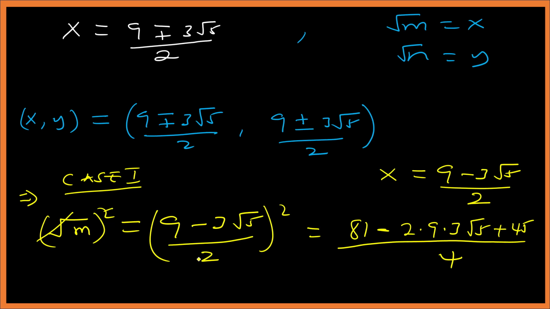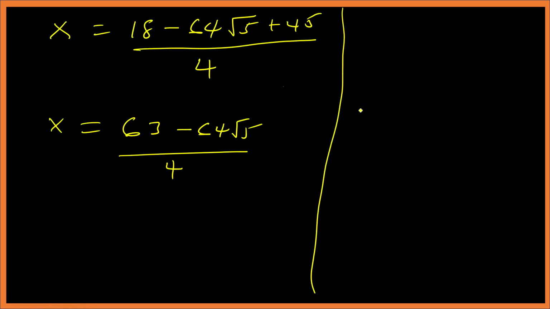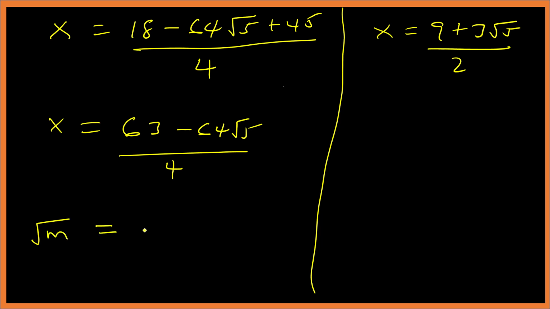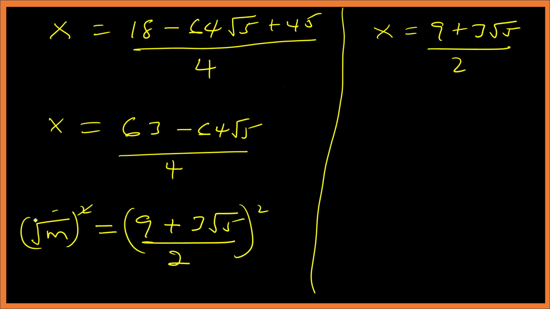So let's work for when X is 9 plus 3 root 5 on 2. We equate this one to the square root of M, 9 plus 3 root 5 on 2. When you square both sides, this one will cancel and give you this. When you go through the same process, I think the answer will come.